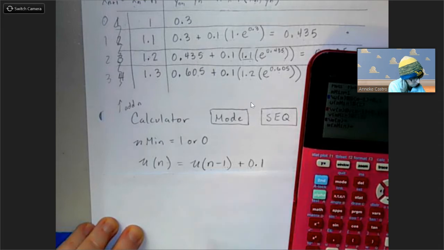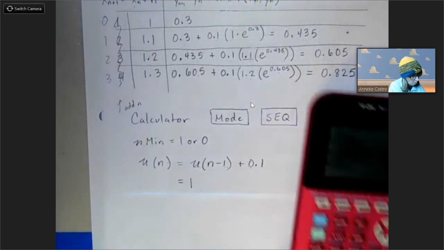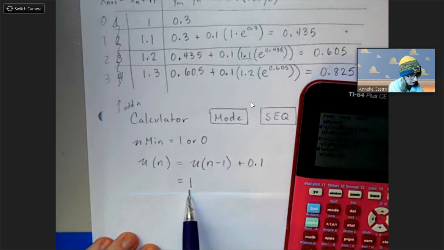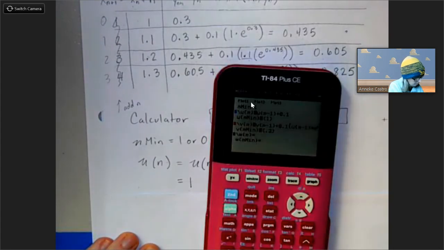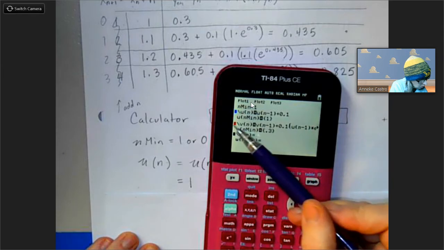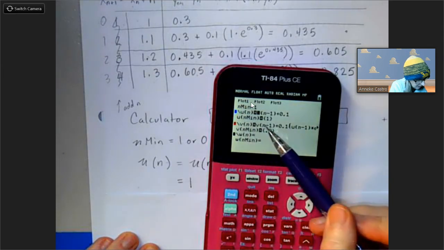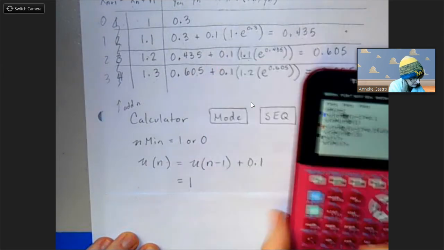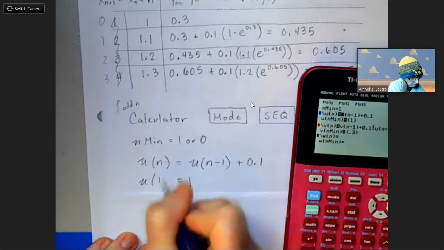Okay, so that's what you are putting in. That represents your x. Now, what is our starting x value? Our starting x value is 1. So you can see on my calculator, it says u of n minimum, and then I put it in. Other people, it says u of 1.